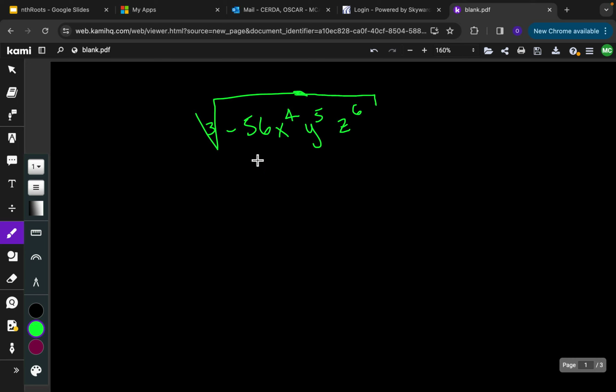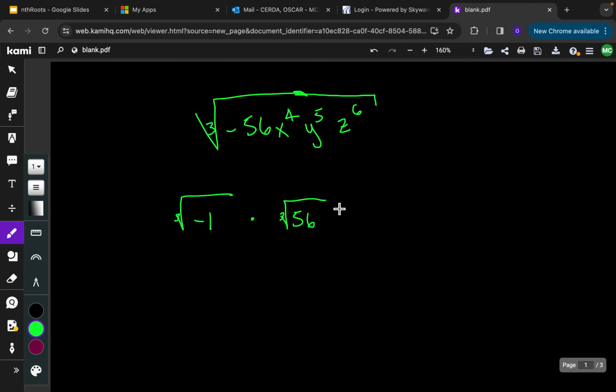Alright, so disregard my ugly, messy handwriting. This is number 1 from your homework. They want the cubic root of negative 56, x to the 4th, y to the 5th, and z to the 6th. So, cubic root, first and foremost, actually, I'm going to split this up and say the cube root of negative 1 times the cube root of 56.